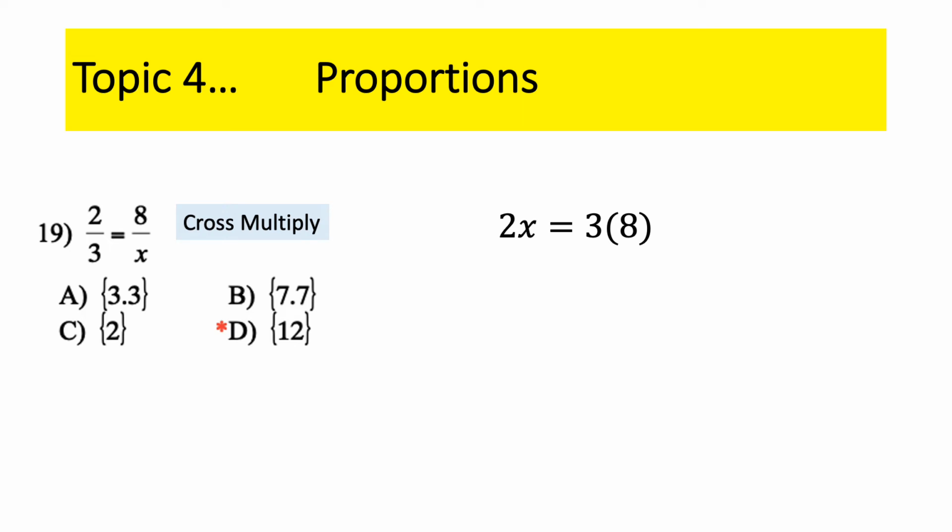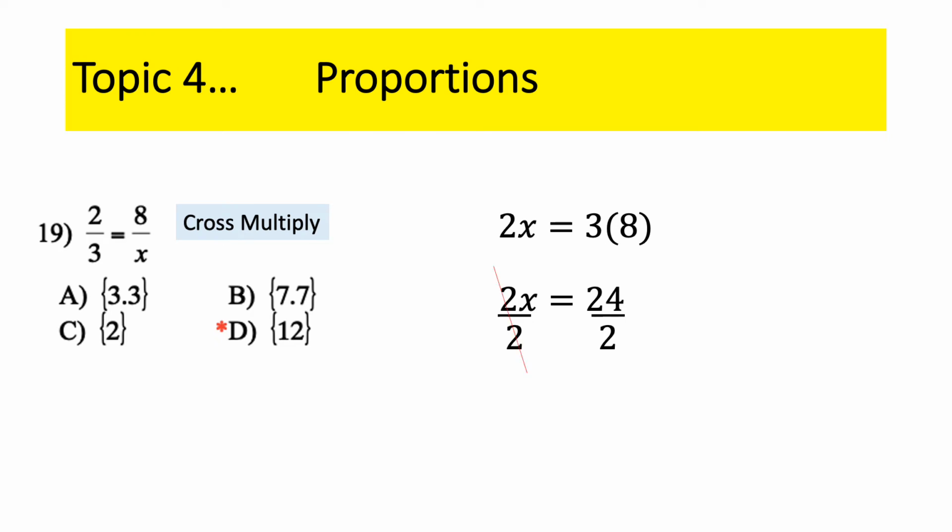Remember, you make 2 crosses. 2 times x equals 3 times 8. That's the rule for solving proportions. Now it's just an algebra problem. 3 times 8 is 24. Where's the x? Left side. What's attached to it? 2. How is it attached? Multiplication. How do you get rid of multiplication? You divide both sides by 2.